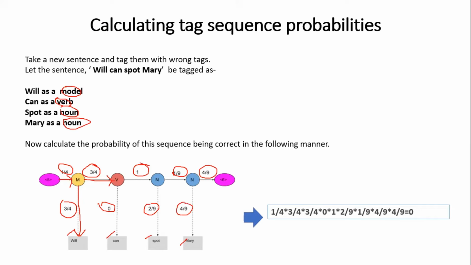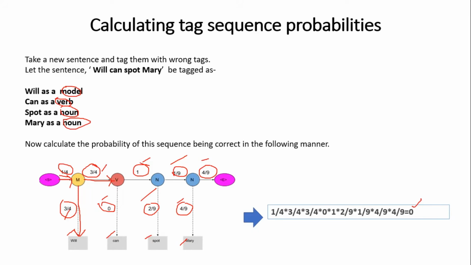So in this way, we need to calculate the probability of the sequence. After drawing this picture, you need to multiply the values. So multiply 1 by 4 into 3 by 4 into 3 by 4 into 0, then 1 into 2 by 9 into 1 by 9 into 4 by 9 into 4 by 9. As we are multiplying by 0, it gives you result 0. When these words are correctly tagged, usually we get a probability greater than 0.